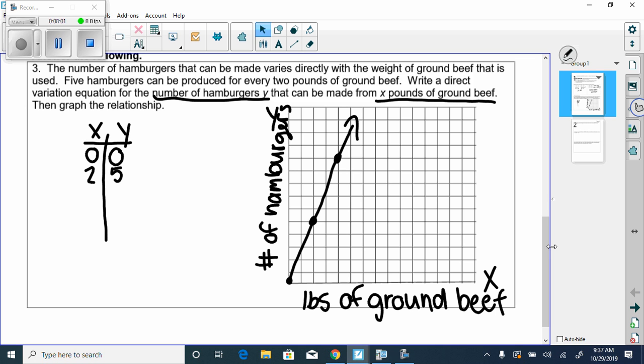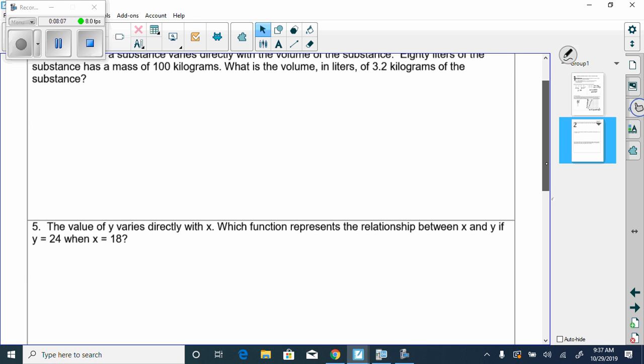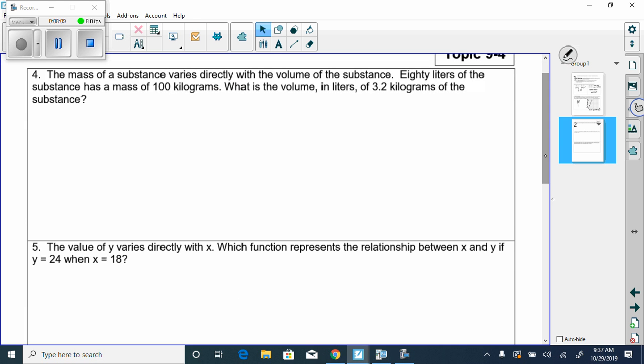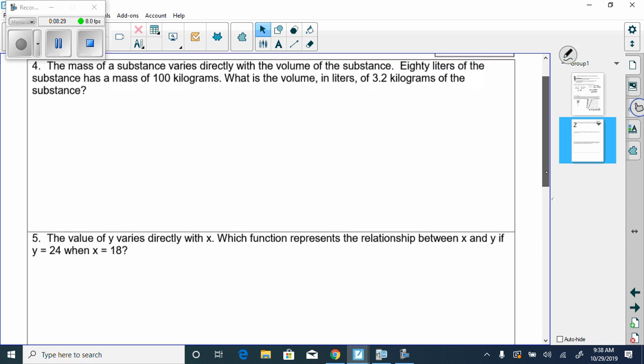So that's all they had asked us to do, was to graph this relationship. All right. The back says the mass of a substance varies directly with the volume of the substance. 80 liters of the substance has a mass of 100 kilograms. What is the volume in liters of 3.2 kilograms of the substance? So we could do that thing.